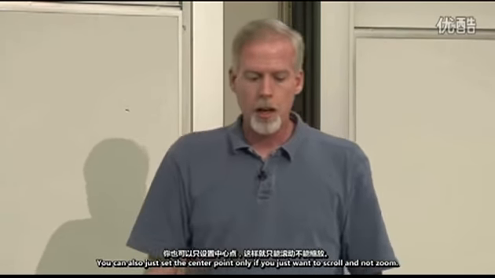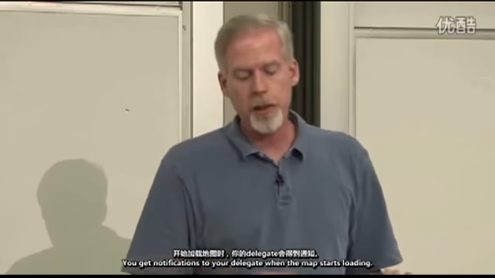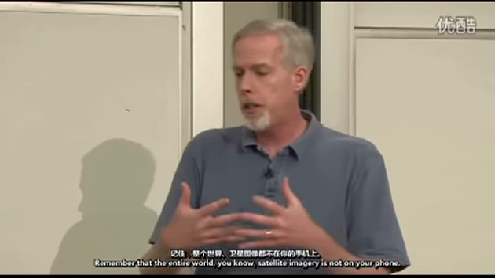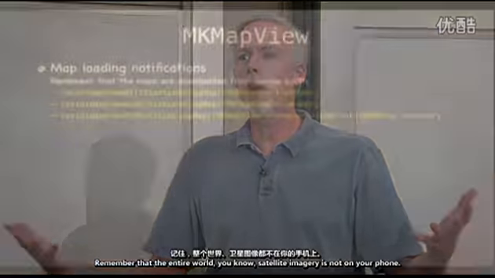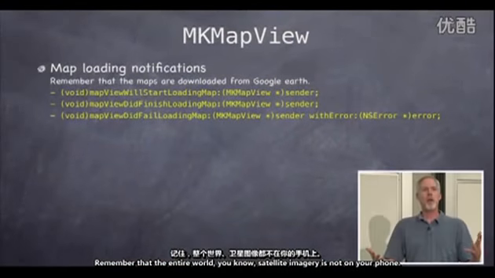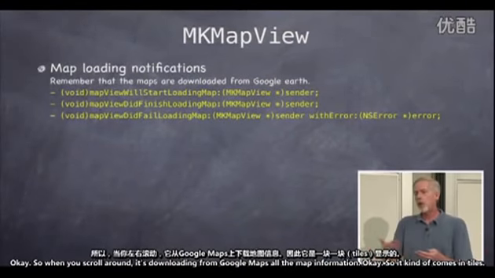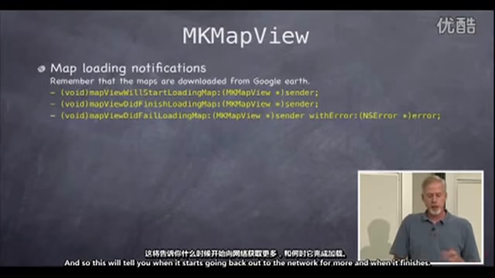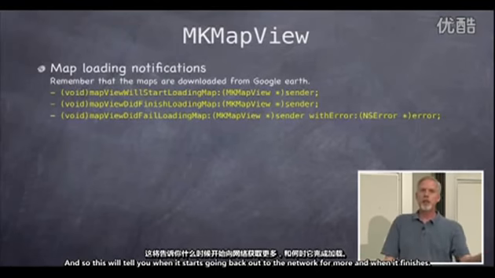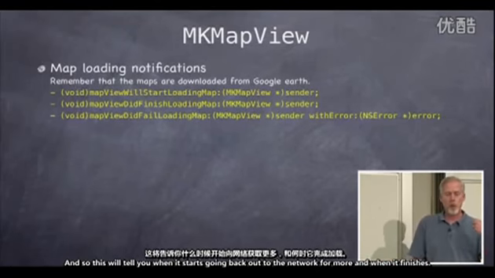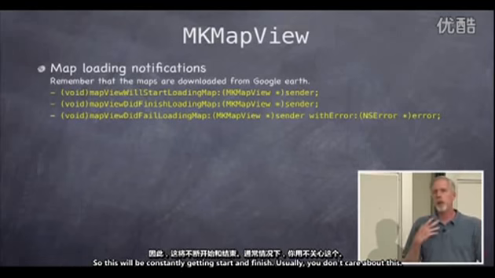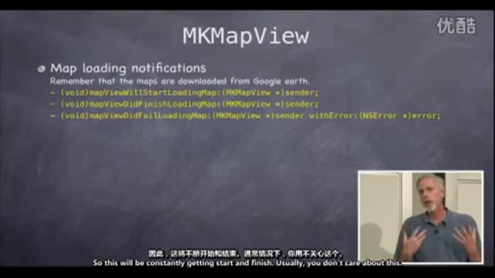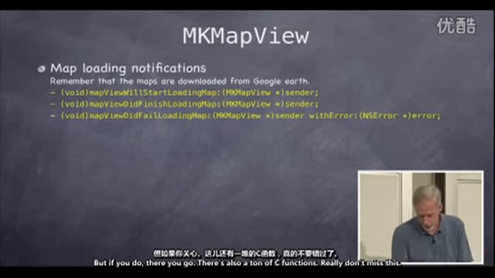You get notifications to your delegate when the map starts loading. Remember that the entire world's satellite imagery is not on your phone. When you scroll around, it's downloading all the map information from Google Maps. It comes in tiles, so this will tell you when it starts going back out to the network for more and when it finishes. So you'll be constantly getting start and finish. Usually you don't care about this, but if you do, there you go.